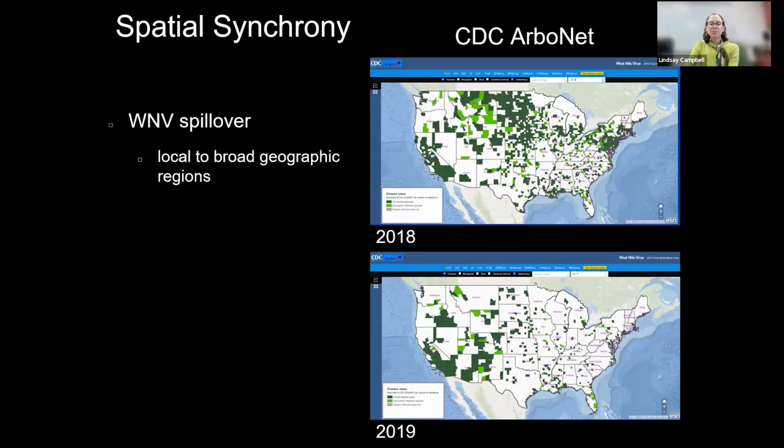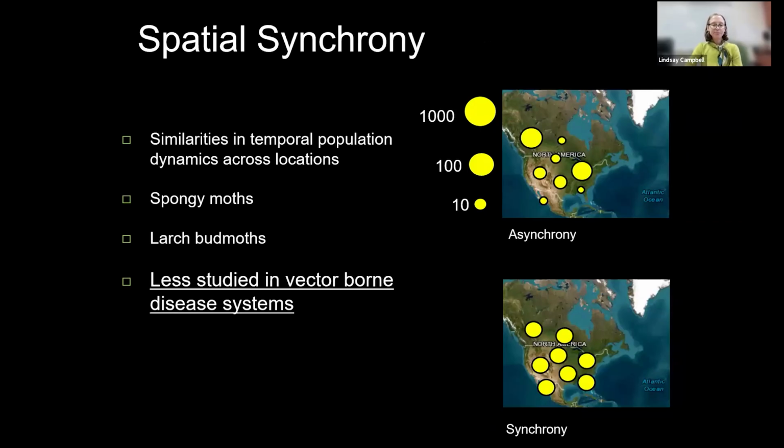And so this is an example of detected cases in humans and I think horses as well, accessed through the CDC ArboNet. It just shows that there can be a lot of variation across years and that in some years it's pretty widespread. So this led me to think about this question of broad scale processes that could potentially be drivers of virus transmission or activity. One way to approach this is to think about spatial synchrony.